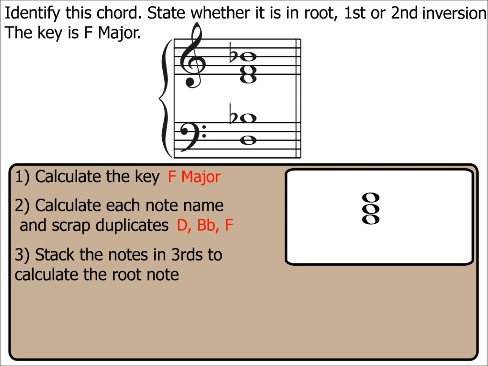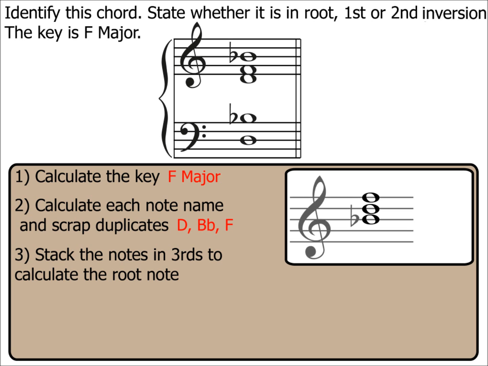If we remove the staves, we have our balancing balls. This is the pattern you must always aim for when stacking in thirds. The point of stacking these notes into thirds is because we now know our chord, whatever it is, is now in root position. The B flat is the root of the chord we are calculating. Step 4, calculate the chord.